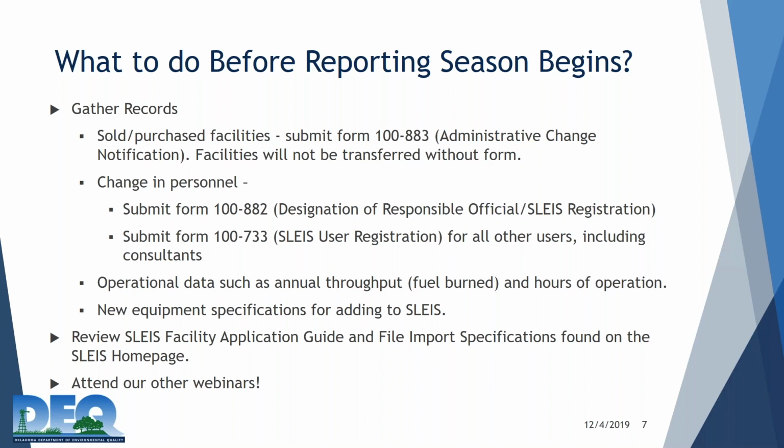Other records you can be gathering, operational data such as annual throughput for equipment and hours of operation. If you have new equipment that you added on site this year, then you'll want to gather the specifications for that, such as the design capacity, the release point parameters like the gas exit flow rate and gas exit velocity, the temperature, so that you'll be ready to enter that into SLEIS.